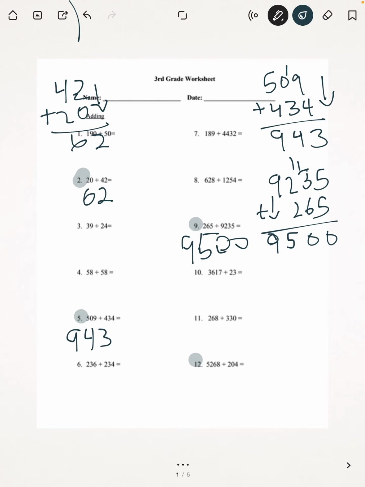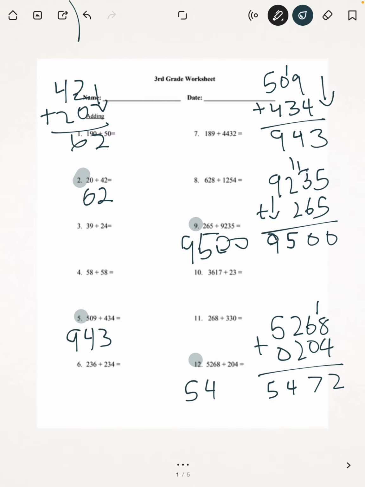So now it's 5,268 plus 204. You add it, which is 8 plus 4 is 12. 6 plus 1 equals 7. 2 plus 2 equals 4. There's no number right here. Basically, if there's no number, it basically means 0. So 5 plus 0 equals 5. So that one is going to be 5,472.